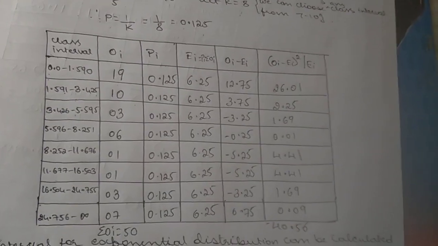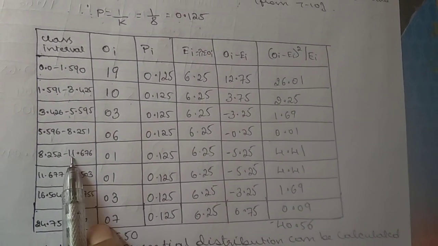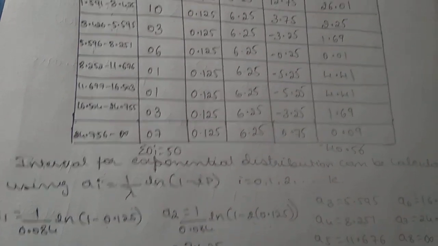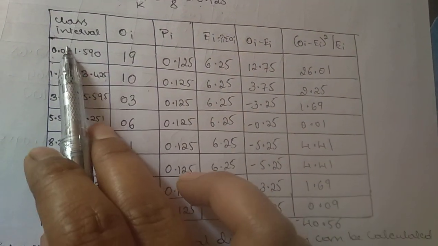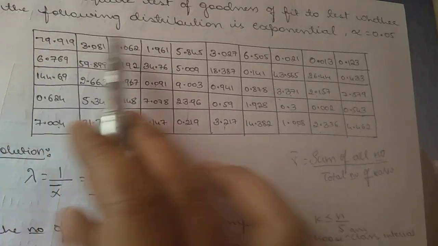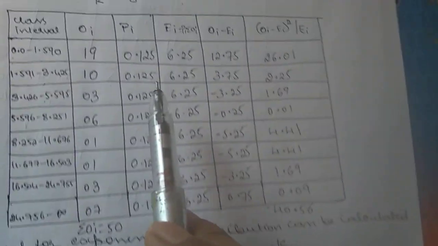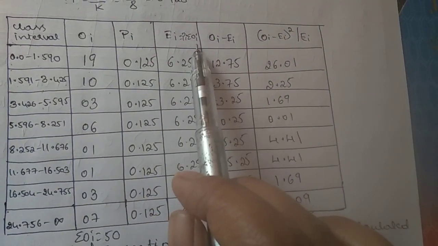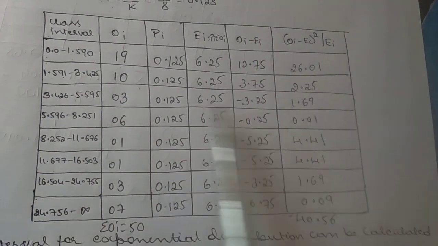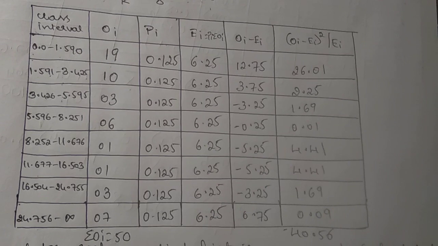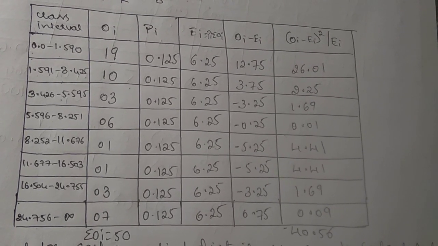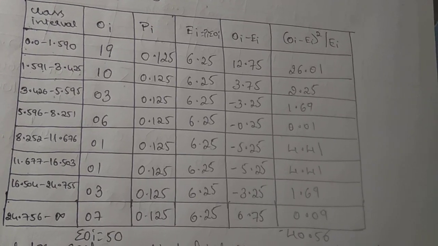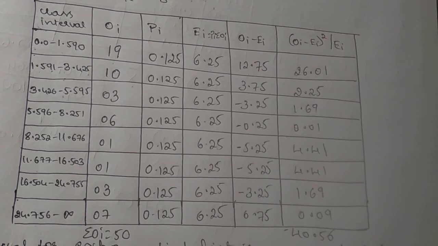Okay, now we are done with the table. Class interval, you know how to find out. We have a formula, AI 1 divided by lambda. Then OI, within this range you have to count the numbers. Then PI, P is equal to 1 divided by K. Then EI is summation PI into OI. All these things you know how to calculate, is it not? After this, what do you have to find out? You have to find out x square, that is the chi-square test.